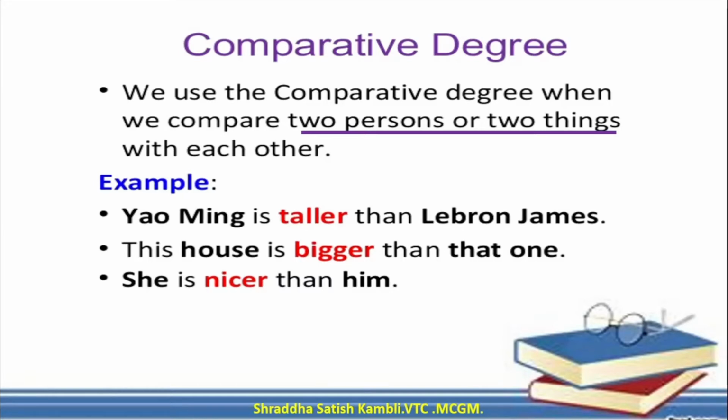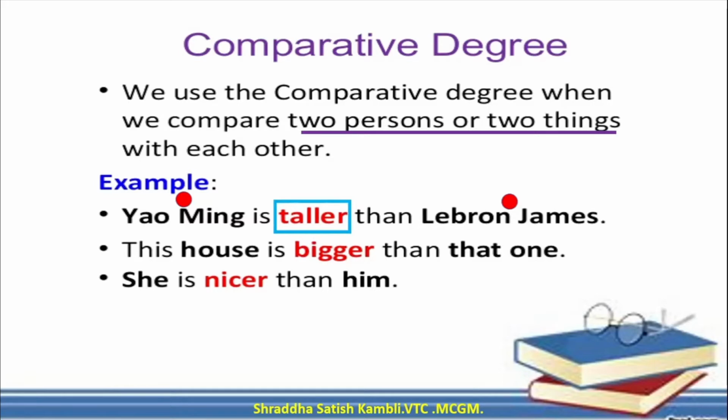So see, Yao Ming is taller than LeBron James. So now here, in the previous one, there was only LeBron James. When we talked about positive degree, there was only LeBron James. But now here there is a new person who's come in. What is the name of the new person? He is Yao Ming. And now we are saying that Yao Ming is taller than LeBron James. There LeBron James was alone, so we thought that he's tall. But now when you compared him with Yao Ming, we are finding that Yao Ming is taller than LeBron James.